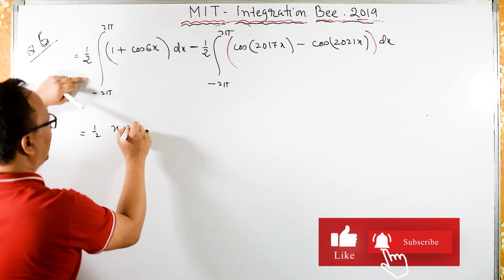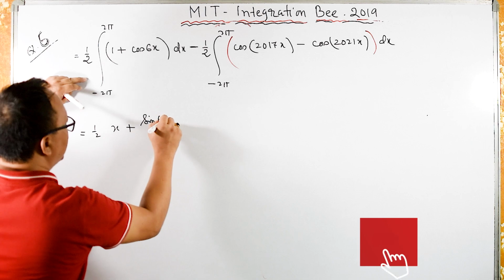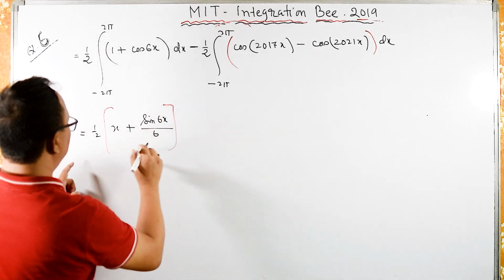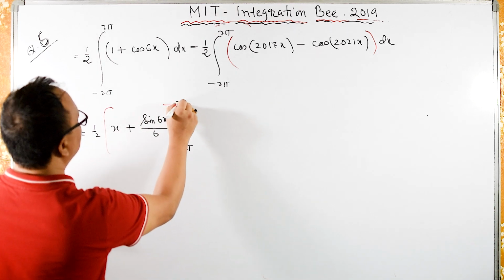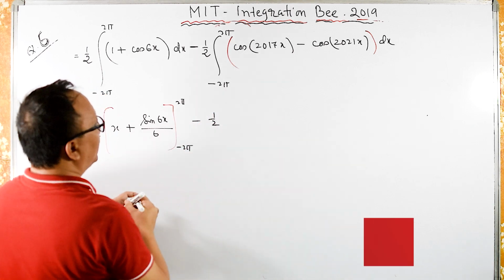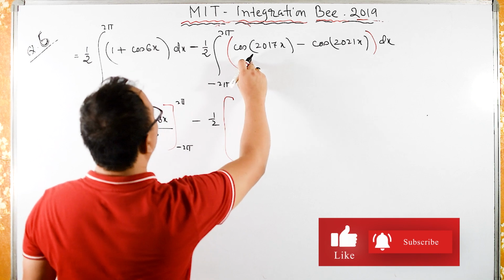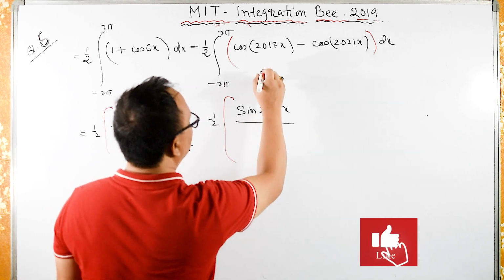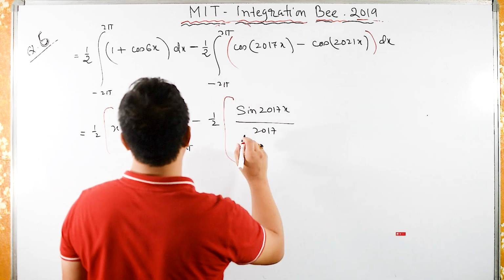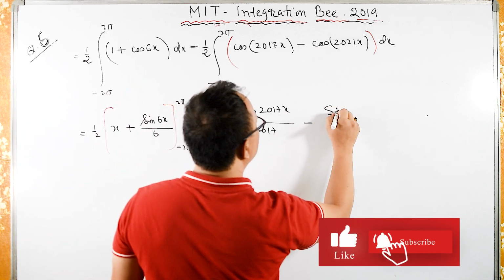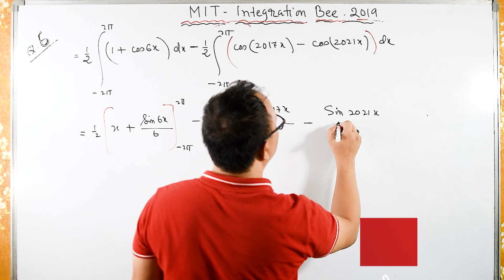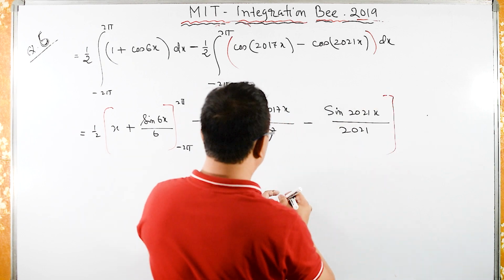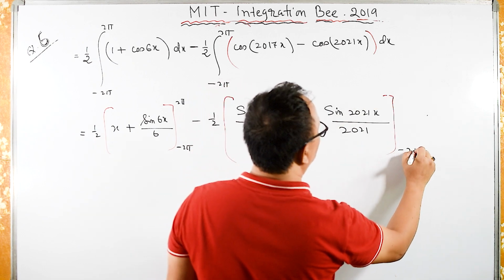This equals half, and integration of this is x, so x plus integration of cos is sine 6x upon the differentiation of 6x, which is 6, and then the limit is from minus 2 pi to 2 pi, minus half, and let's do the integration. Integration of cos is sine. Here we have sine of 2017x upon the differentiation of this, which is 2017, minus sine of 2021x upon 2021, and the limit is from minus 2 pi to 2 pi.